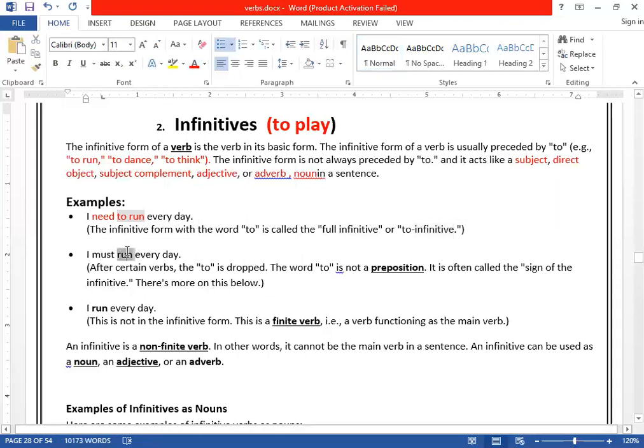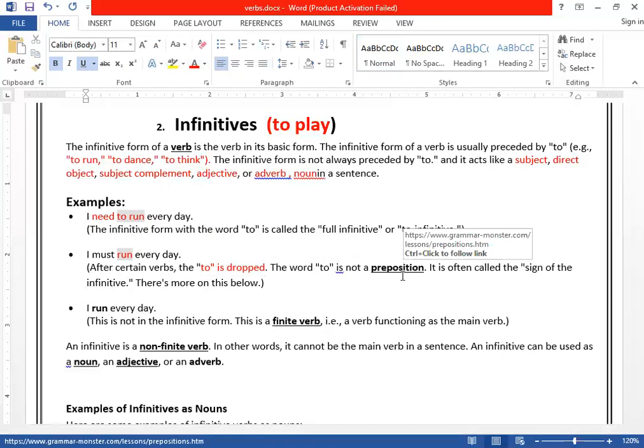I must run. Can you people see here? I must run. Infinitive is what? Infinitive is run, but it's without to, clear? After certain verbs, to is dropped. We do not use to like this, clear? The word to is not a preposition. Remember, the word to with infinitive is not a preposition.